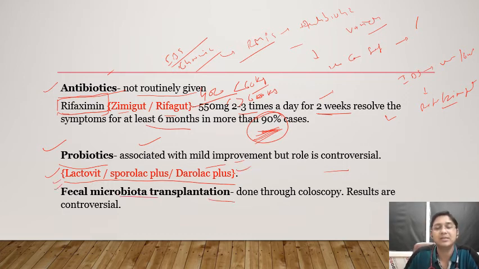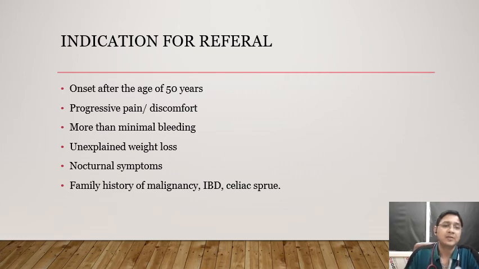Fecal microbiota transplantation is the same as we are doing with oral probiotics. If the patient is not responding to oral probiotics, you can go for colonoscopy where they implant the fecal microbiota and normalize it. So you have tried everything. You have given some antispasmodic. You have cured the constipation, diarrhea, and yet the patient is not responding. Now your duty is to refer the patient to the gastro surgeon or gastro physician.